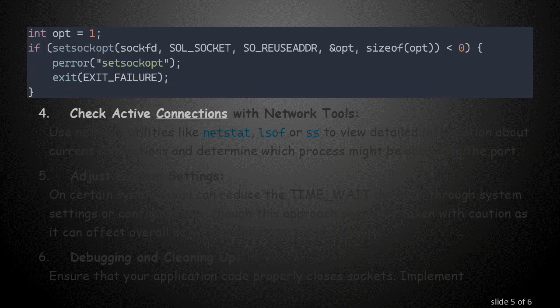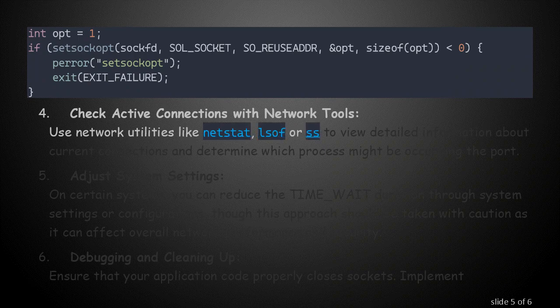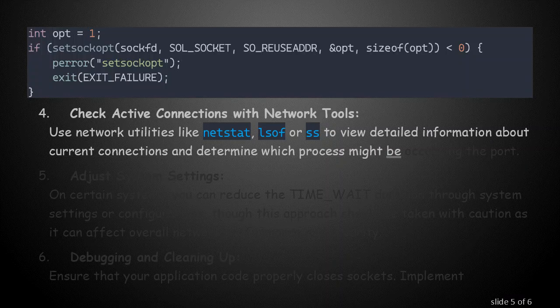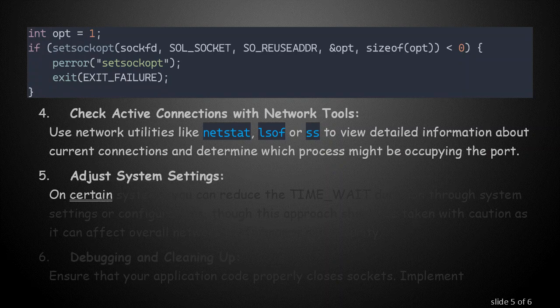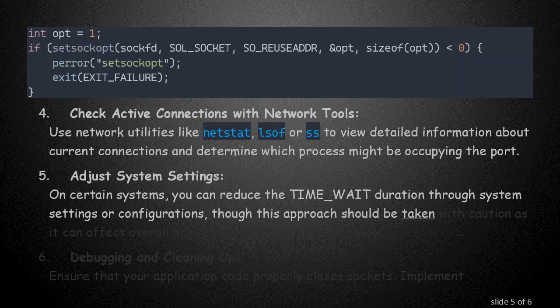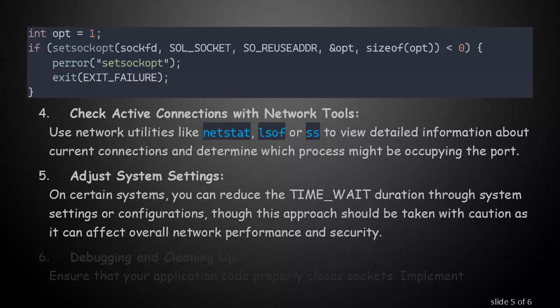Check active connections with network tools. Use network utilities like netstat, lsof or ss to view detailed information about current connections and determine which process might be occupying the port. Adjust system settings. On certain systems, you can reduce the TIME_WAIT duration through system settings or configurations, though this approach should be taken with caution as it can affect overall network performance and security.